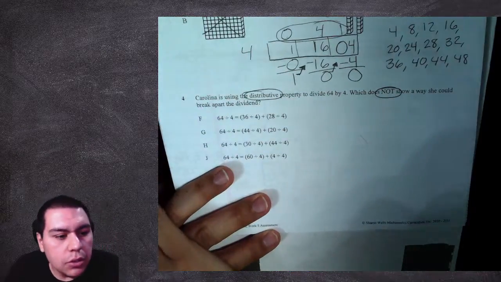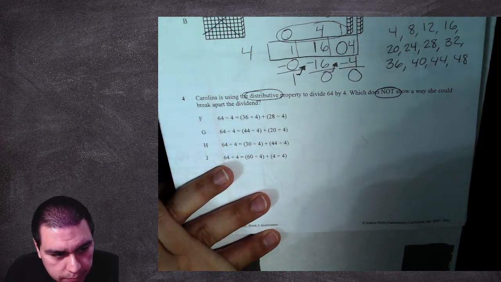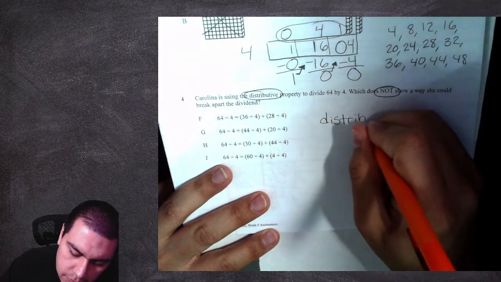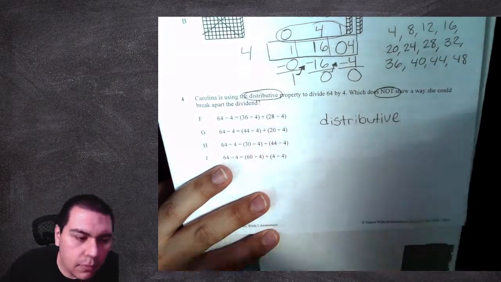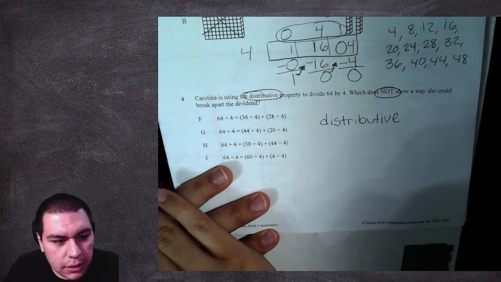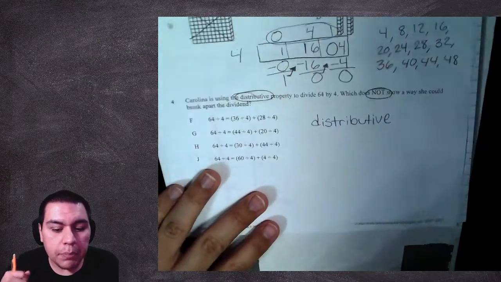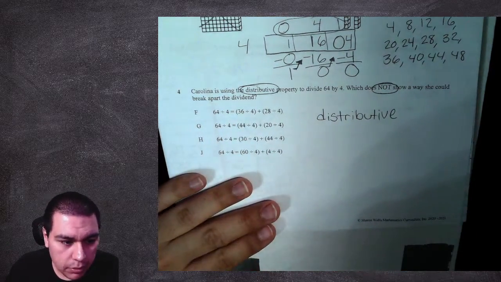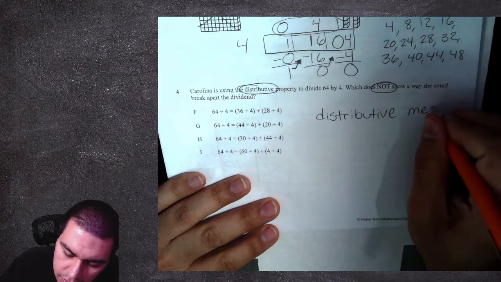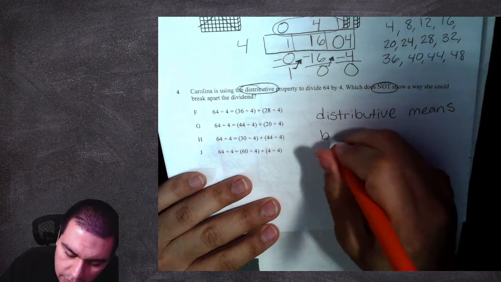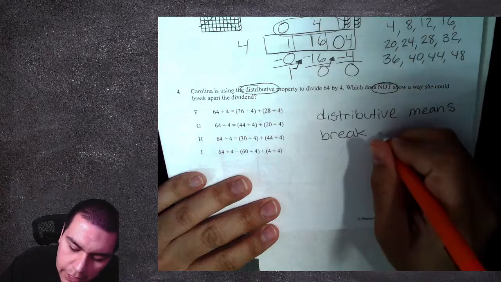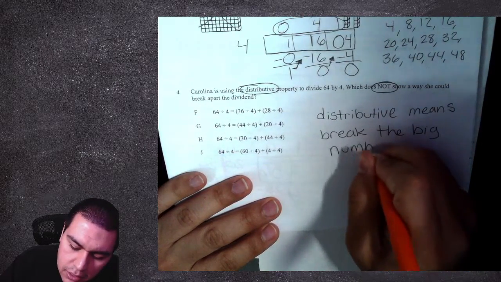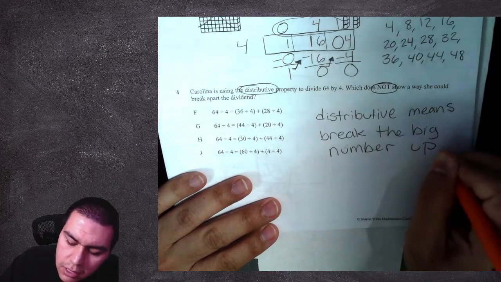They're using the distributive property. Distributive means that they are going to break the big number up. I'm going to write that on my paper. Distributive means break the big number up.